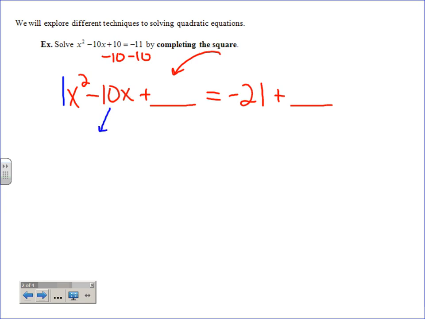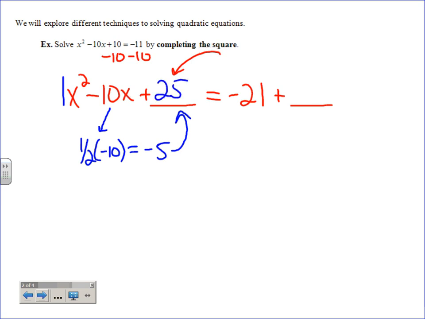You take that number right there, which is the linear term, and you take half of it. What is half of negative 10? Negative 5. But negative 5 is not the number I'm going to put up there in that blank. Before I put that number up in that blank, I'm going to square it. So negative 5 squared is?